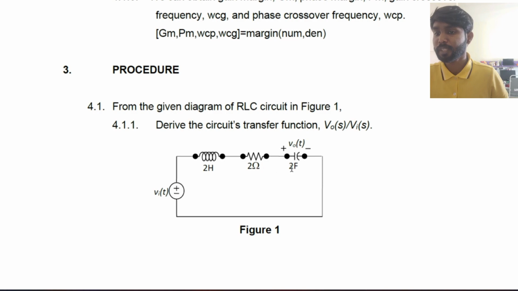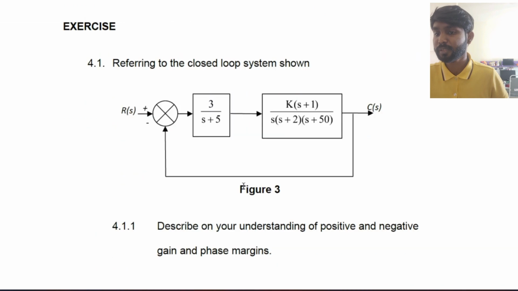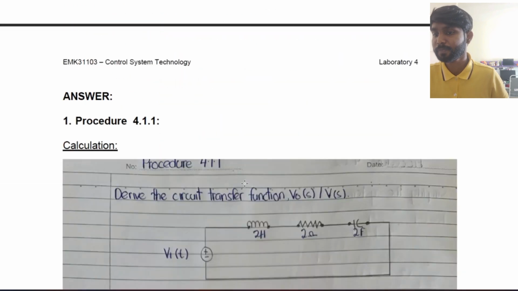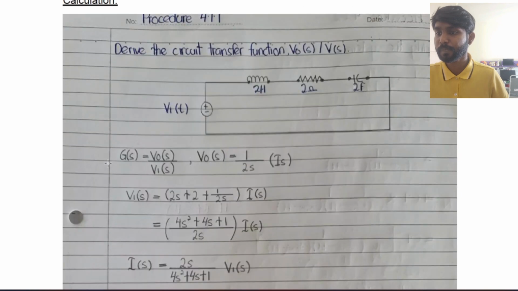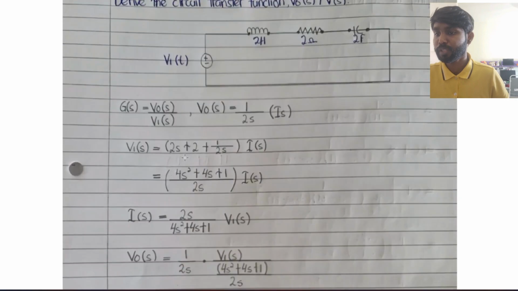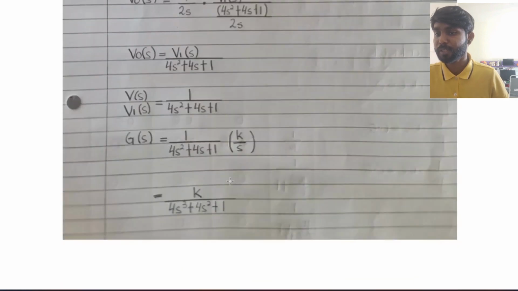As for the first procedure, this is the schematic diagram, which has two component values, 2 ohms and 2 farads. This is the circuit, and this is the calculation for the circuit. We'll be using the G(s) equals VO(s) over VI(s) formula. As it continues, the final value is K over 4s cubed plus 4s squared plus 1.